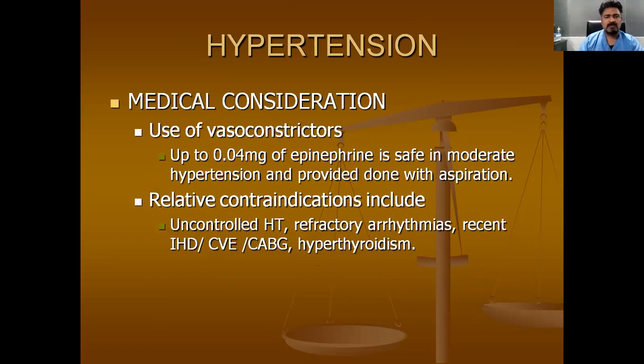Use of vasoconstrictor up to 0.04 mg of epinephrine is safe in moderate hypertension, provided it is done with aspiration. Relative contraindications include uncontrolled hypertension, refractory arrhythmias, recent MI, CVA, and CABG, along with hyperthyroidism.